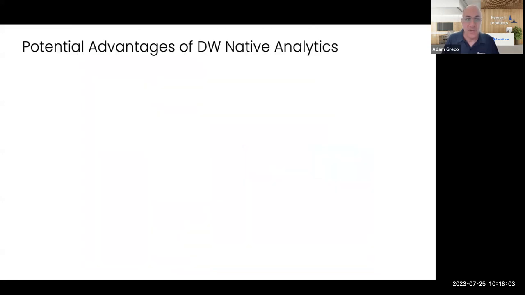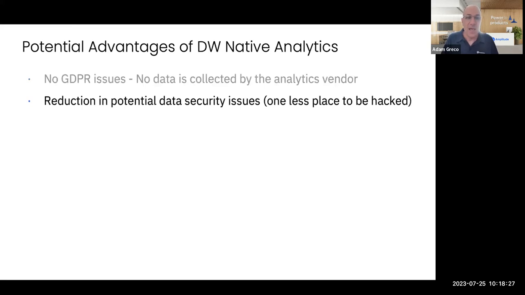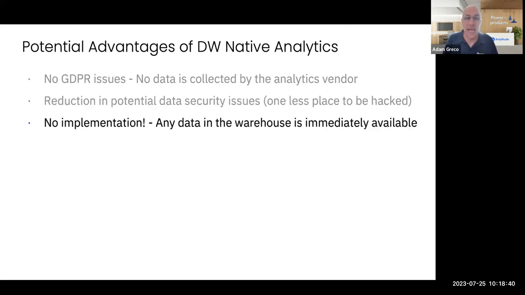Now, the advantages of this approach are pretty amazing. First of all, you don't have any GDPR issues because technically you're not really sending any data to an Adobe, a Google, or an Amplitude. So you don't have to worry about those vendors being GDPR compliant. You're basically just collecting the data and sending it into your data warehouse. The next thing is that you don't have to worry about security because you don't have to worry about Adobe or Google being hacked and someone getting your data, because none of your data is in Adobe, Google, or Amplitude. It's just one less place to get hacked.